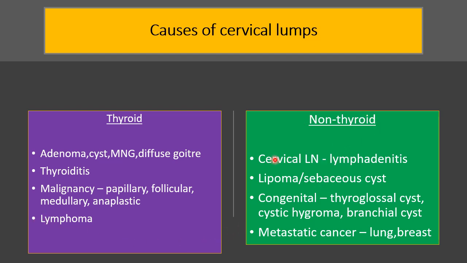Non-thyroid origin will be cervical lymph nodes, which I told you, the 7 groups of lymph nodes, lipoma and sebaceous cysts, congenital conditions such as thyroglossal cysts, cystic hygroma and branchial cysts, and last but not least, metastatic deposits from elsewhere, especially from the abdomen, from the lung, and almost every other site may end up as secondaries in the cervical region.